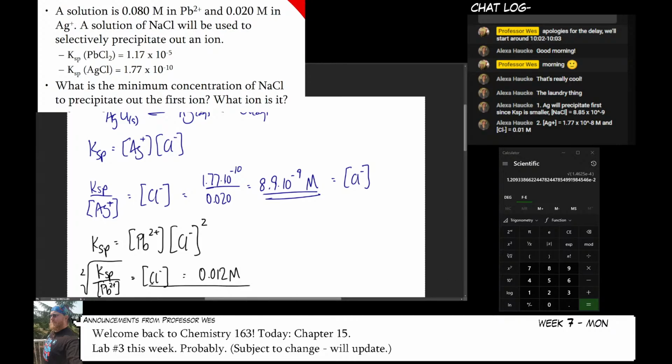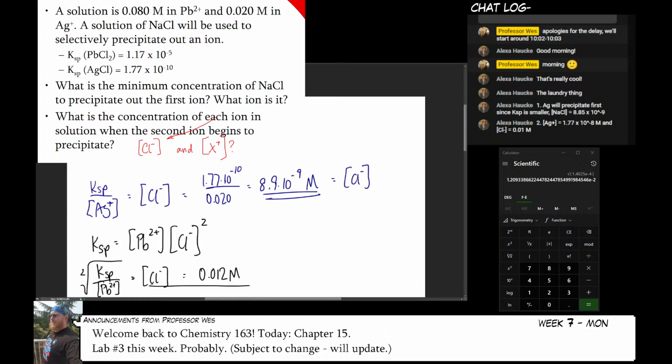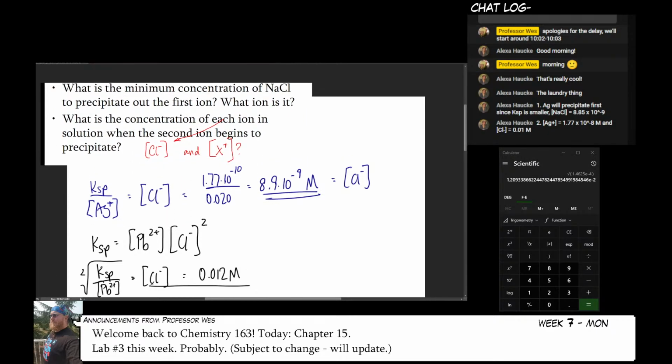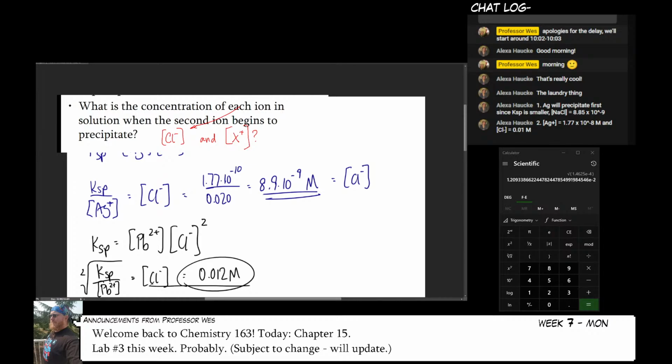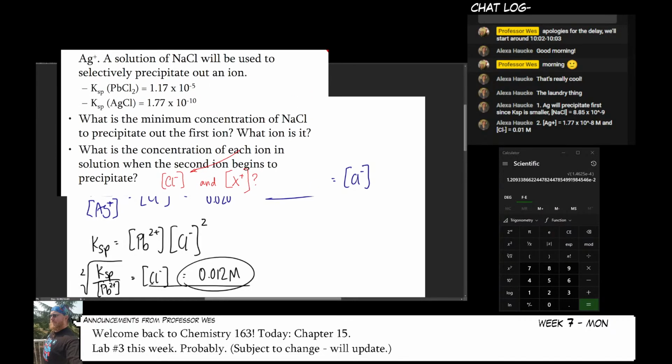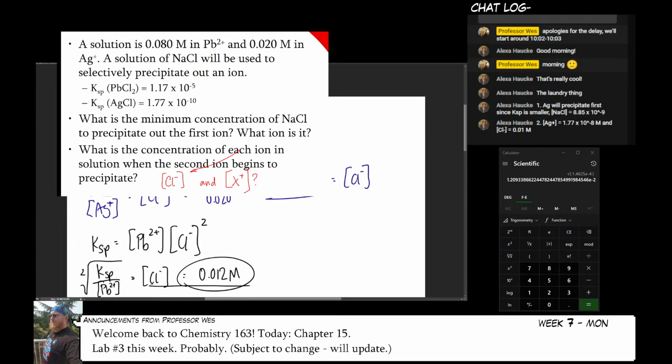So very clearly, the silver ion is going to precipitate at first. And then, what is the concentration of each ion in the solution when the second ion begins to precipitate? Well, here's what the chloride concentration is once we precipitate the second ion. What would the lead concentration be? Well, it would just be whatever the lead was because it's starting to precipitate, right? So that would be wherever I've written that. That'd be 0.0880.